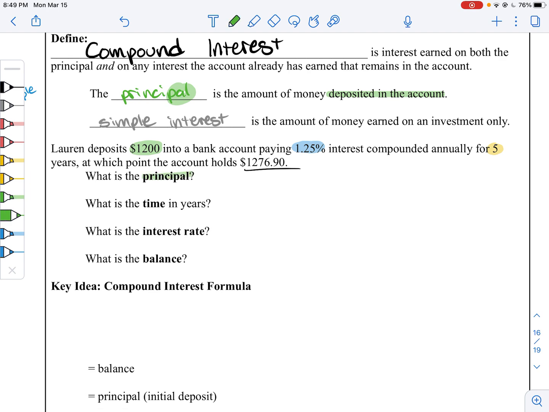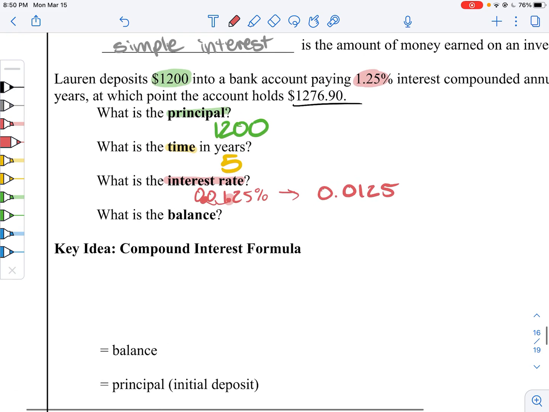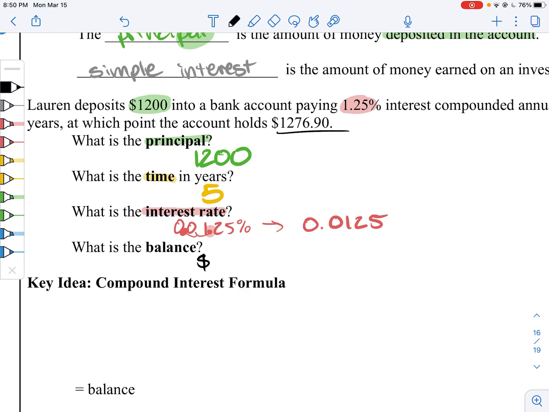Principal is the amount that she invested at first. That's $1,200. The time in years, that's going to be basically our X value. That's 5. The interest rate, rate. I should have made this red because that's like our growth rate. Our interest rate is 1.25%. To put that as a decimal, we're gonna move the decimal point over twice. Bink, bink. Ta-da! So that's 0.0125. And then the balance, the amount we get at the end, is going to be equal to our y. It's 1276.90.